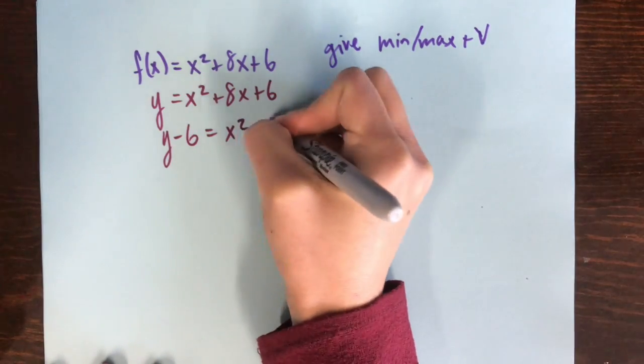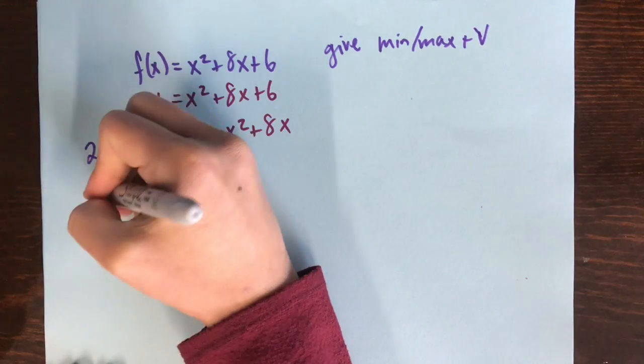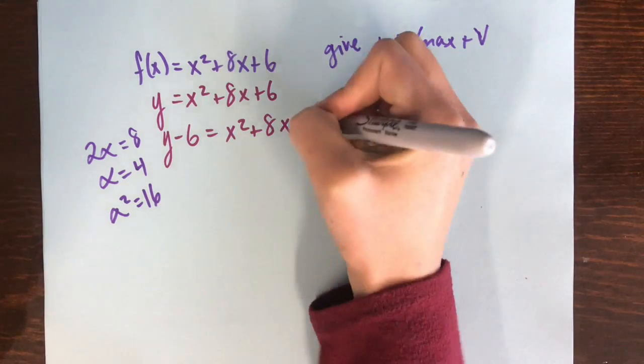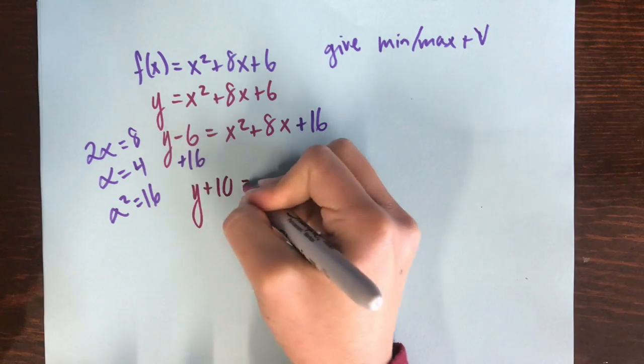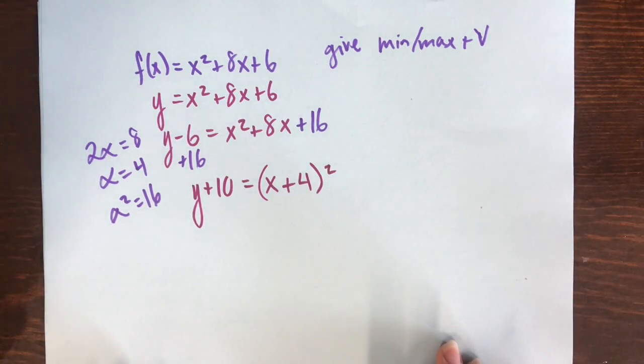So we have y is equal to x squared plus 8x plus 6. I subtract the 6 from both sides, so that way I have room to complete my square. 2 alpha is equal to 8, alpha is equal to 4, alpha squared is equal to 16. So I add 16 to both sides of my equation, and I get y plus 10 is equal to x plus 4 squared quantity, right? So then I get this parabola, and I'm going to take a look at this.